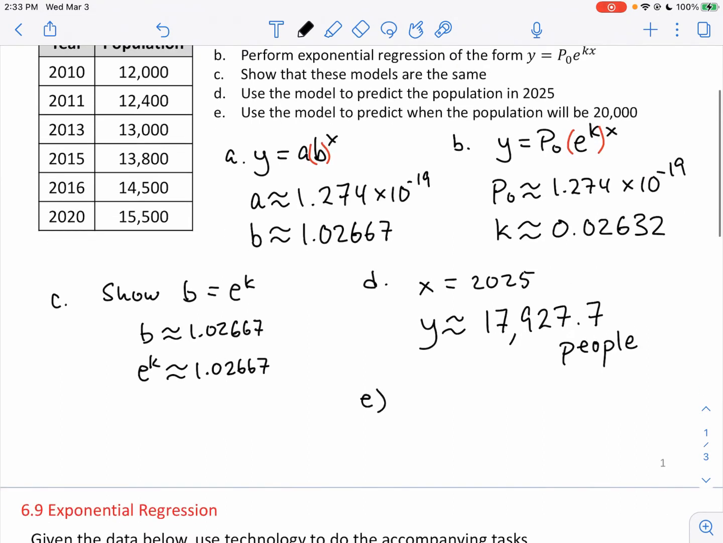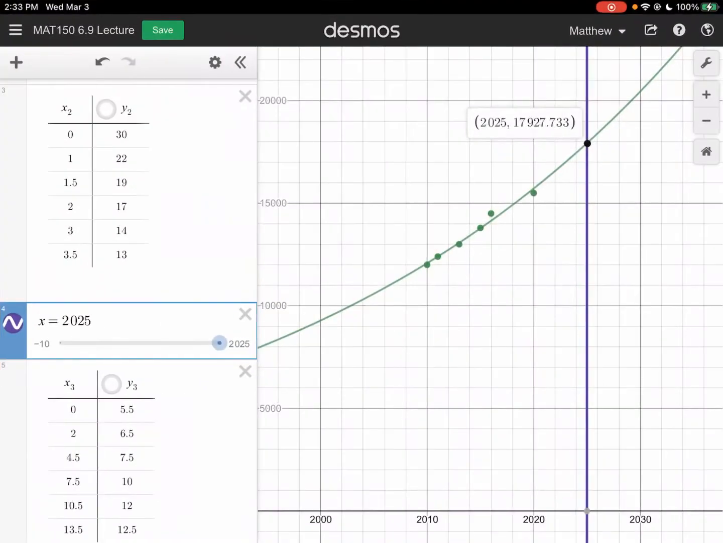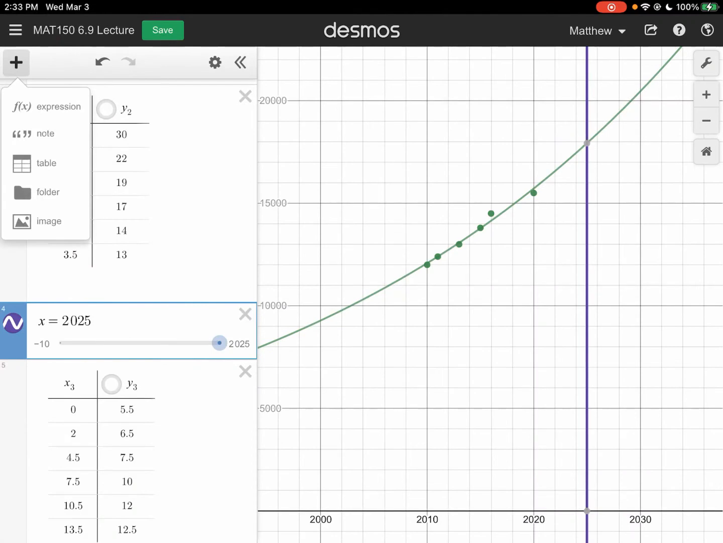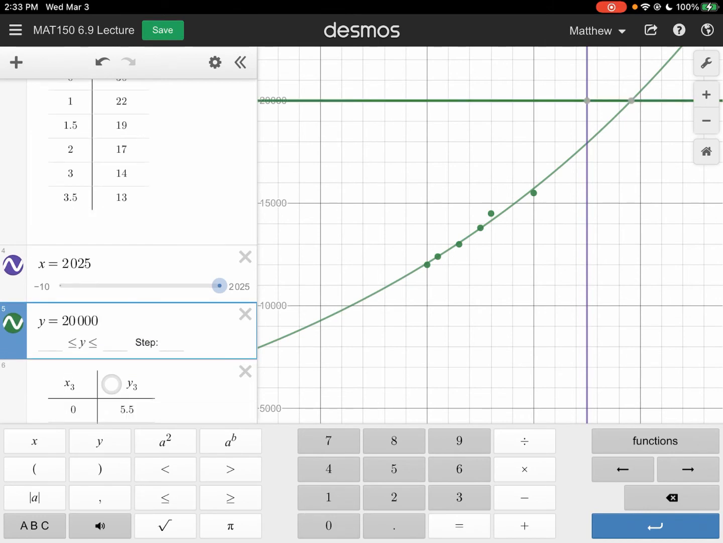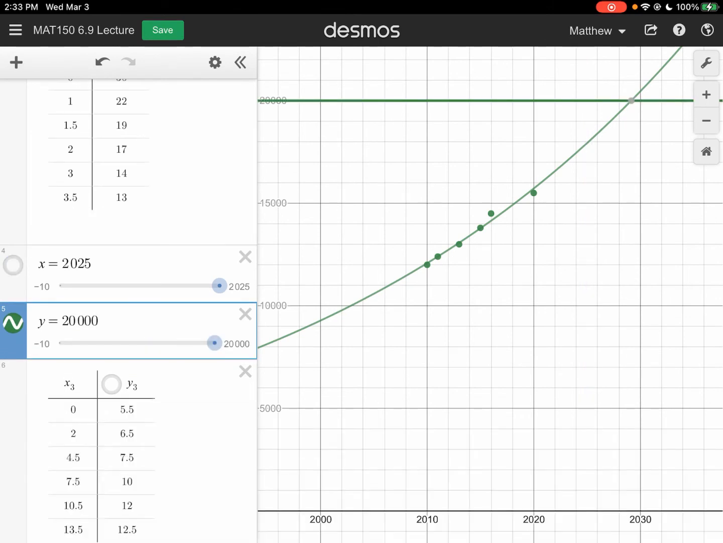And then part E is to use the model to predict when the population will be 20,000. So for that, we just got to do a horizontal line. Let me add an expression, put a horizontal line in here, y equals, and we want it to be 20,000. Okay, let me hide the vertical line. We don't need that.